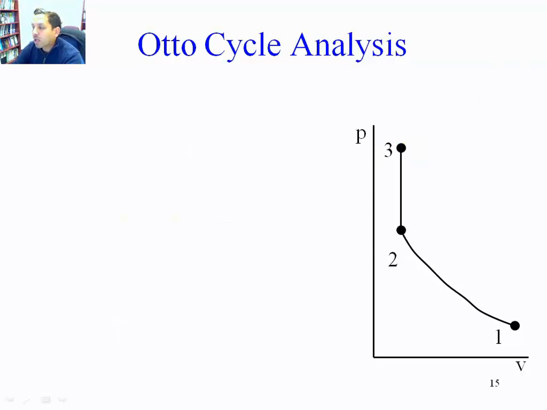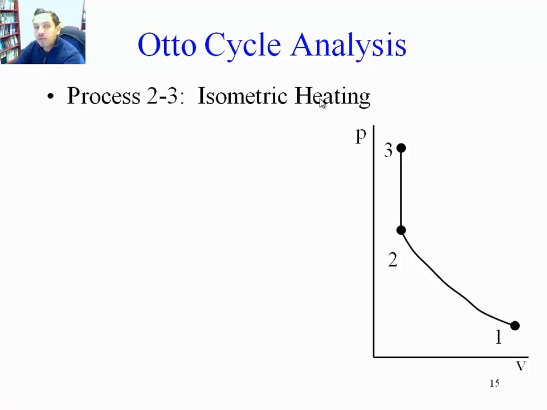The second process is the isometric heating, isometric combustion, basically. We assume that the piston is all the way up at the top dead center, at the lowest volume, and there's a heating process occurring through combustion, and that occurs instantaneously with no change in volume. So basically we increase the pressure and the temperature of the working fluid at constant volume.